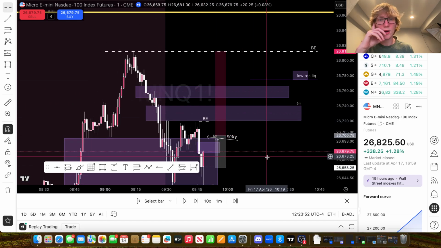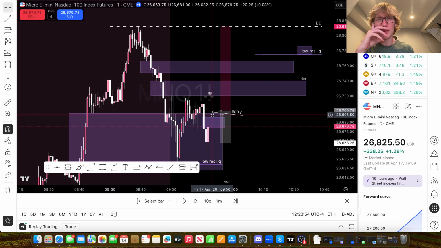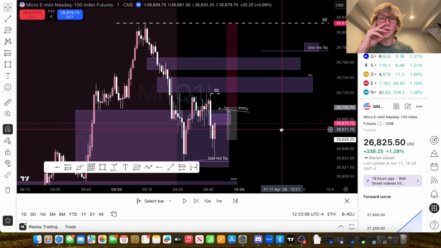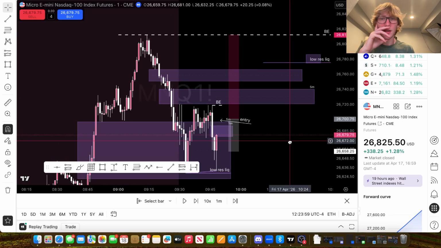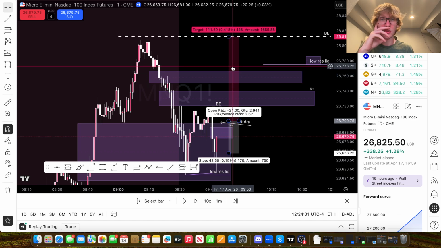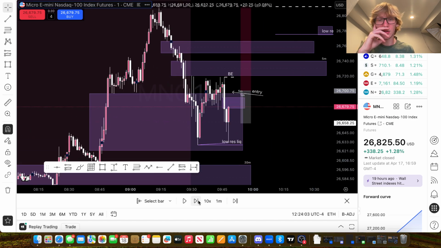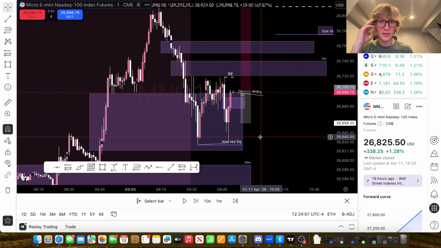But this is the trade I was looking for. I wanted this 1-minute inverse. I obviously entered off of it because we're going to end up inversing. And then I was targeting these highs because that was a 1 to 2.6. So that's already what I was targeting coming into this day. Just look how perfect that is, right?